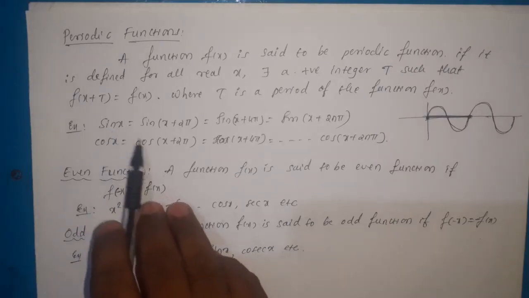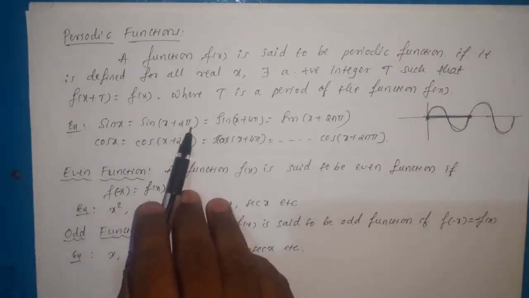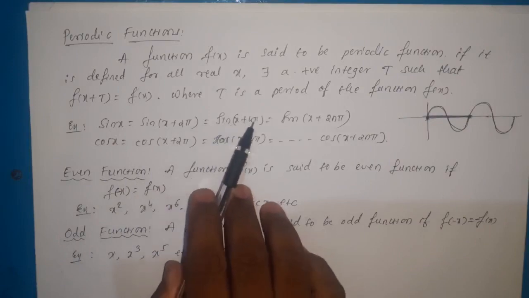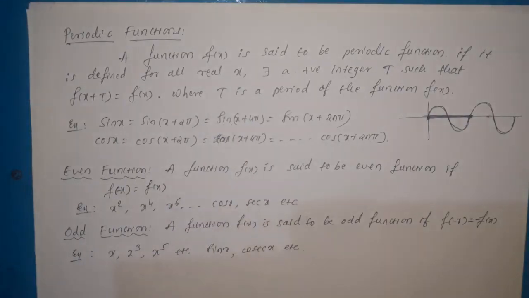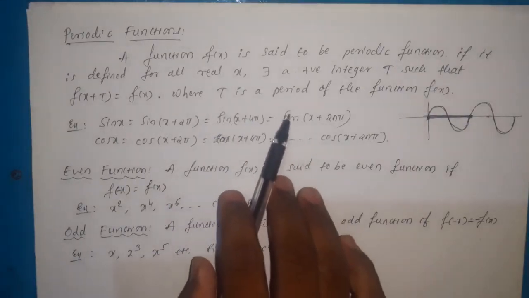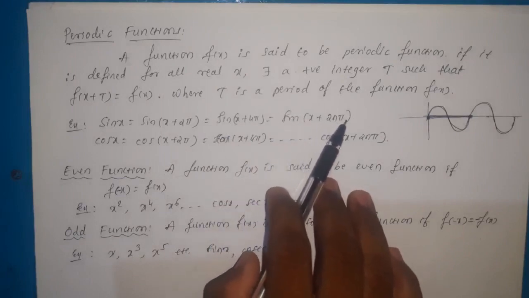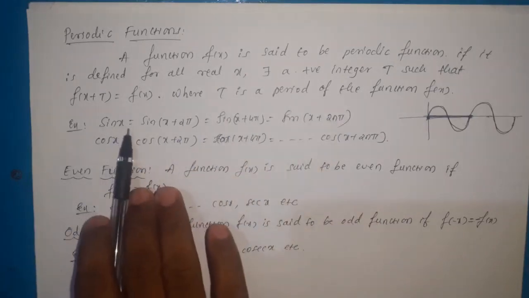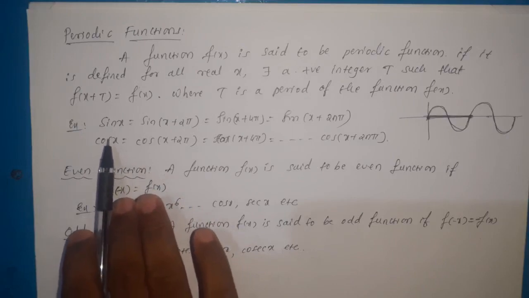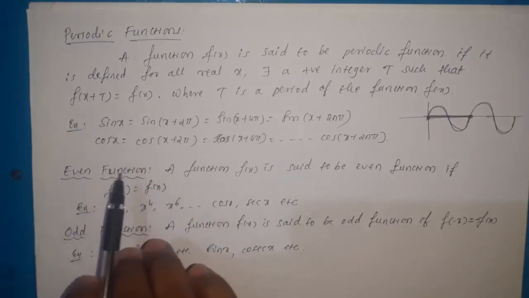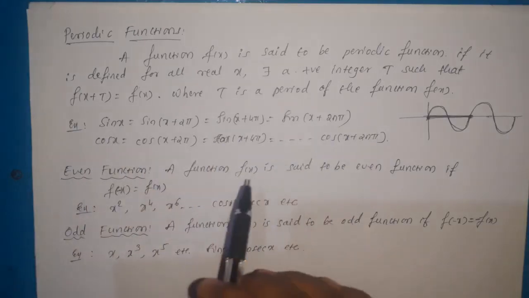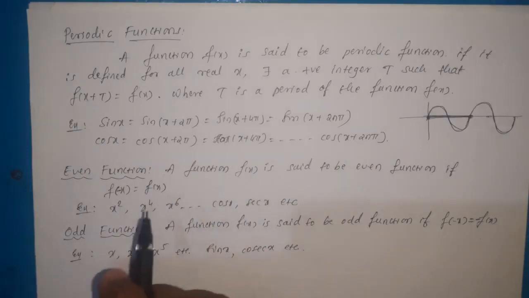So therefore sin x equal to sin of x plus 2 pi, and similarly sin of x plus 4 pi, sin of x plus 6 pi, and so on. In general sin of x plus 2 n pi is equal to sin x only, and similarly for cosine function. So therefore such functions are called as periodic functions.